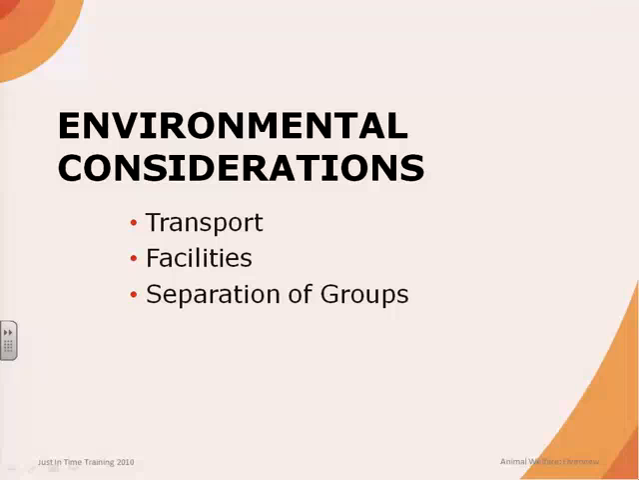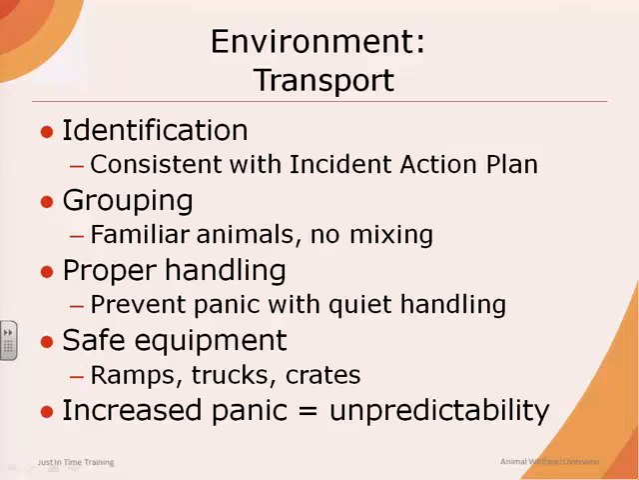Next, let's look at some of the environmental considerations relating to animal welfare issues. These include transport, facilities, and the separation of groups. If animals are to be transported from one site to another, such as animal evacuations, certain welfare aspects need to be addressed, monitored, and implemented. There are many issues to consider when transporting animals.